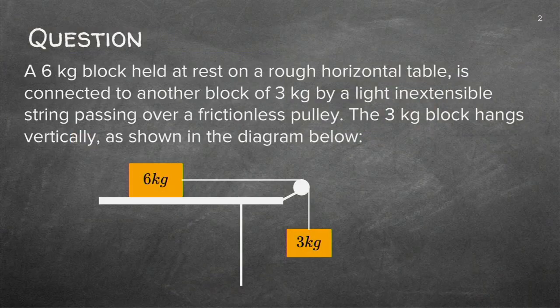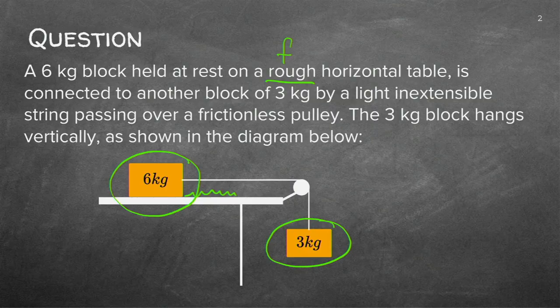I've got a 6 kilogram block held at rest. So this is lying still there on a rough horizontal table. Now, as soon as you hear the word rough, it must ring a bell. There's friction. It is connected to another block of 3 kilograms. Can you see it hanging down there? By a light, inextensible string passing over a frictionless pulley.